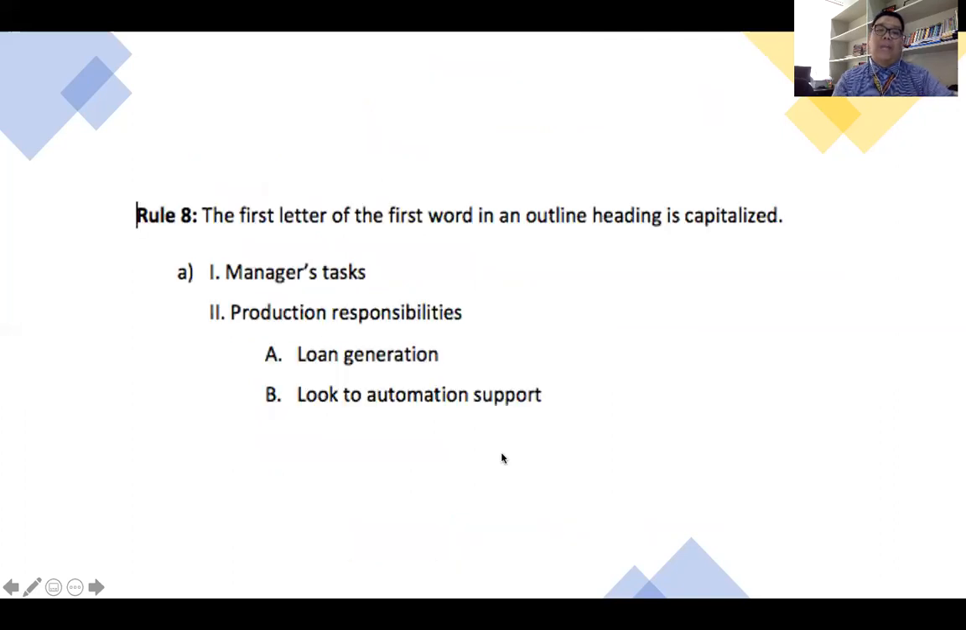Okay? Rule number 8. The first letter of the first word in an outline heading is capitalized. For example, manager's tasks, production responsibilities, and then we have A and B under 2. Okay, so if you notice, the first letters of the first words of these two have been capitalized.